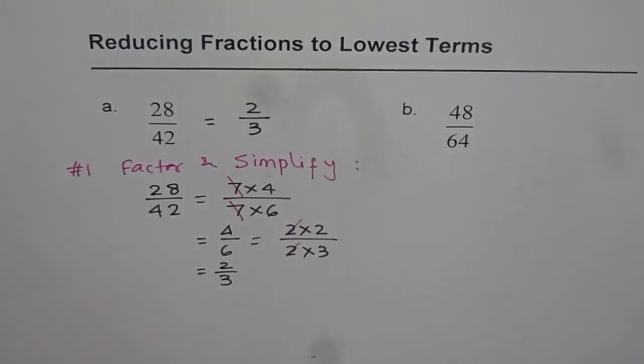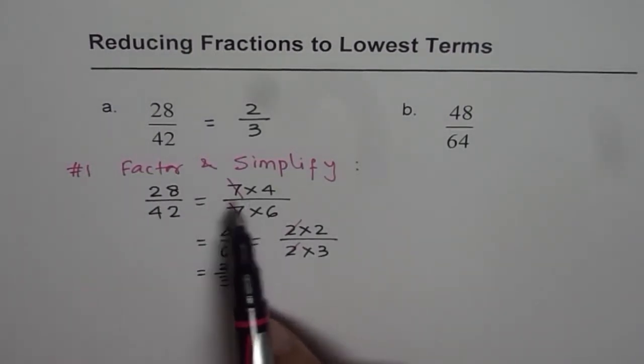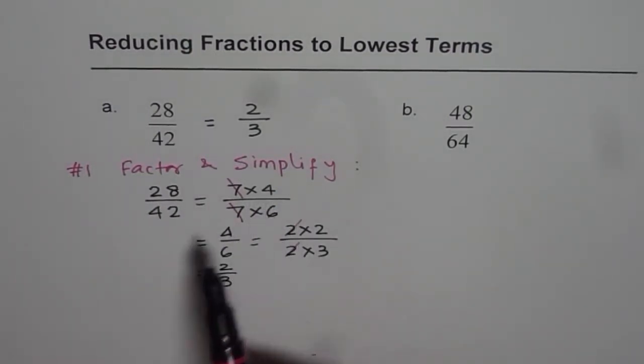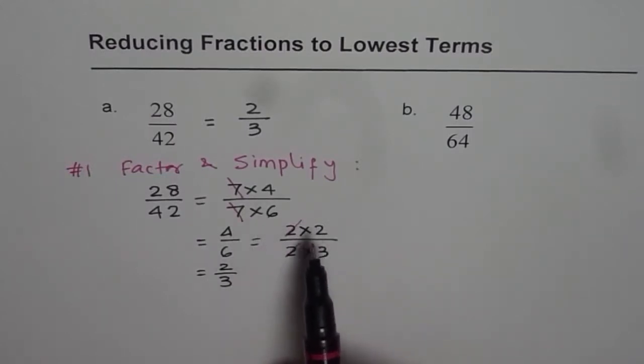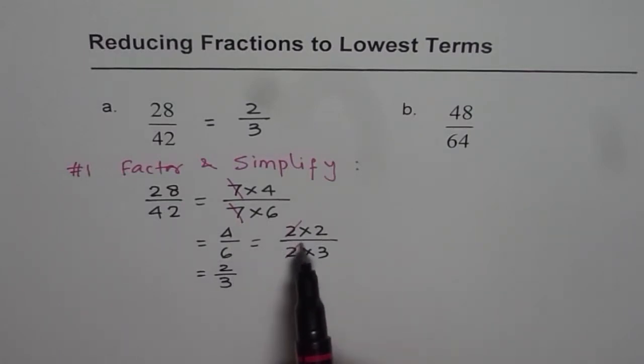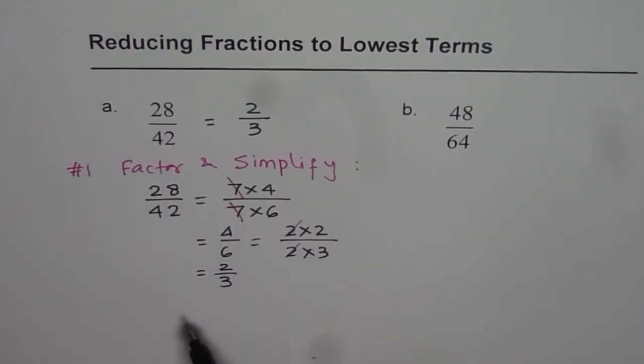So this is the method of factor and simplify. Now remember one thing: in such questions, you can factor either way. There is no right way or wrong way of factoring. Sometimes we may have to factor in a number of steps. Here we required 2 steps to get this result.